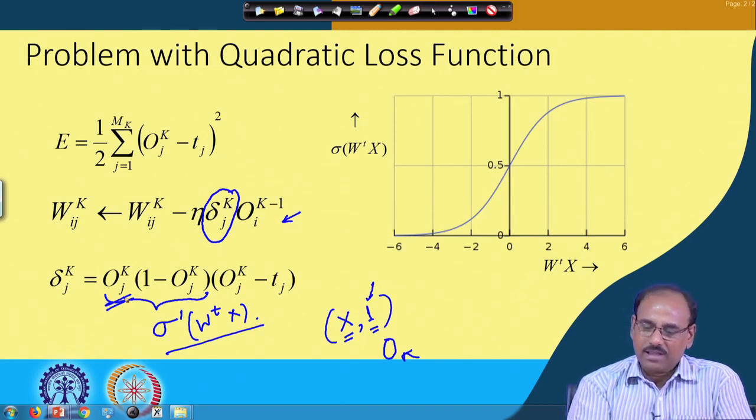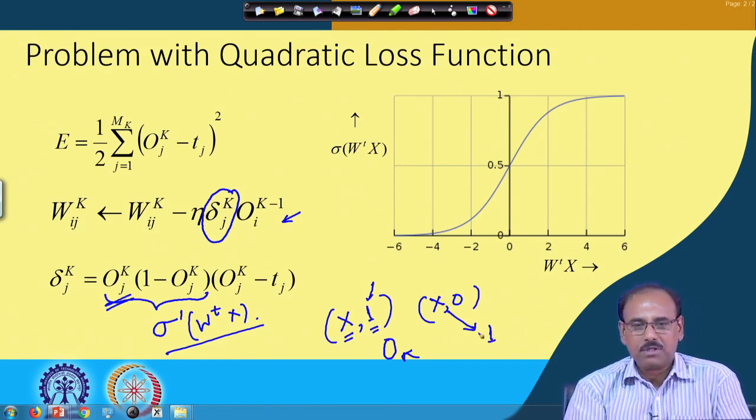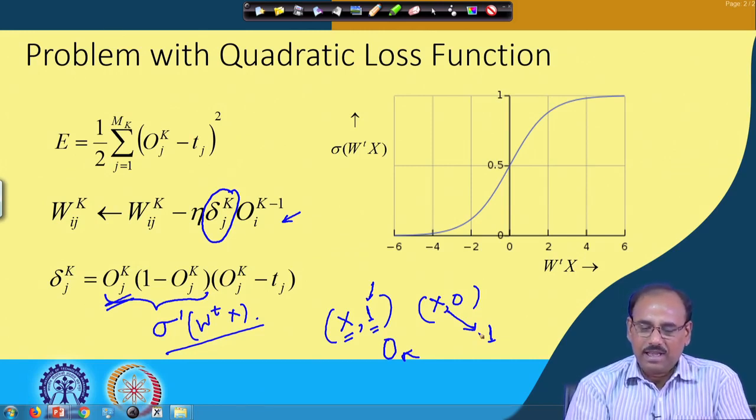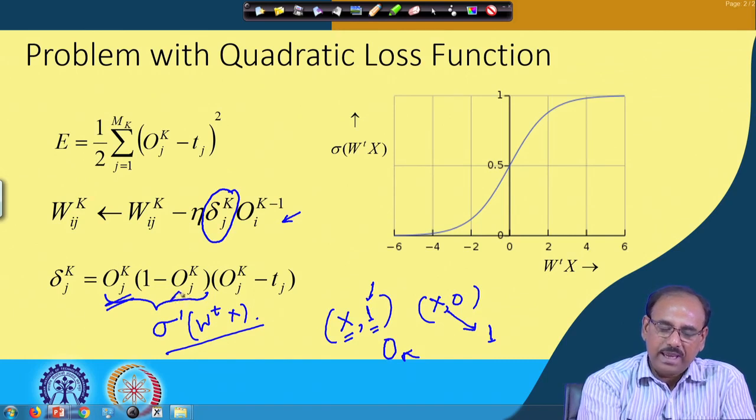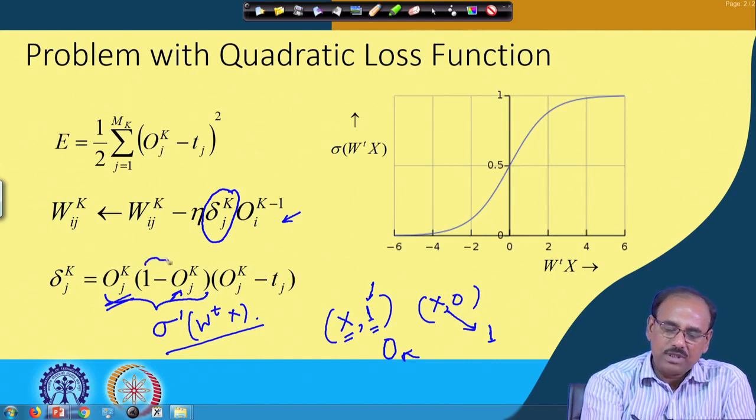Similarly, in the other case, if a training vector is given as belonging to class 0, but the classifier classifies that to class 1, that means the output of the neuron should actually be 0, but the classifier has given a very high output. That means it is a misclassification. Again, in this case, I have to go for updation of the weights following the same weight updation rule, and here you find that O_jk, as decided by the classifier, being very high, 1 minus O_jk will be very low.